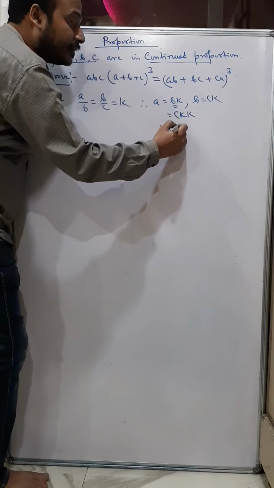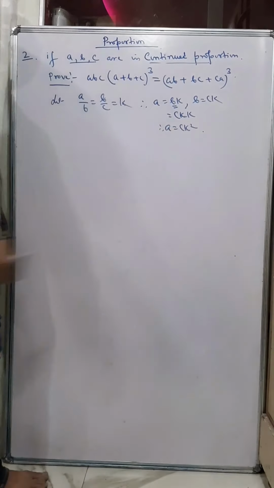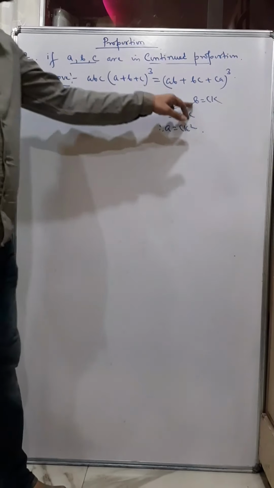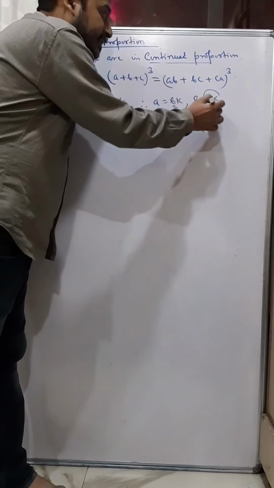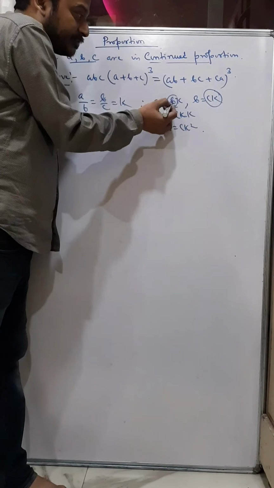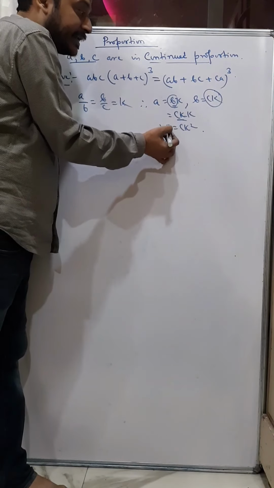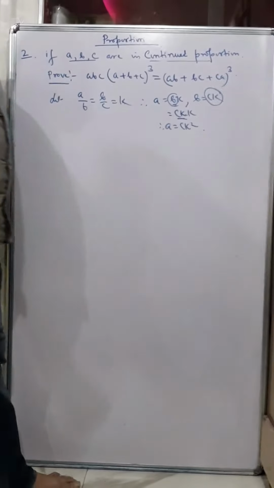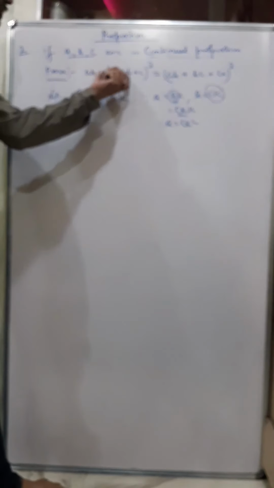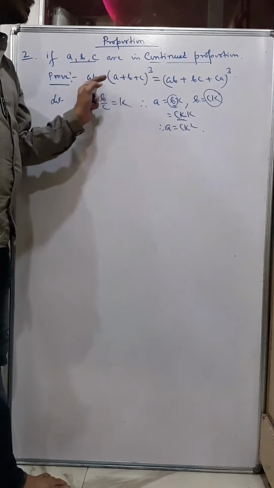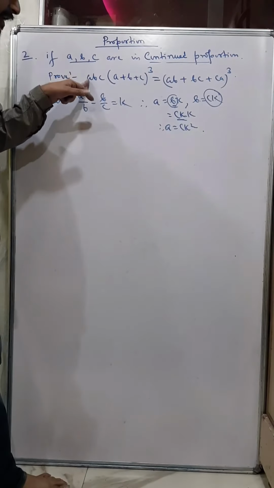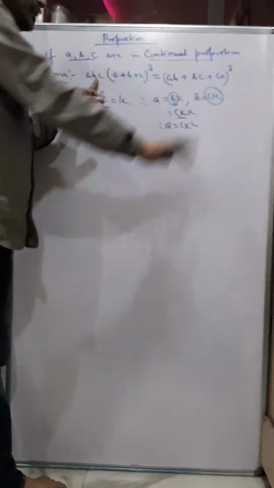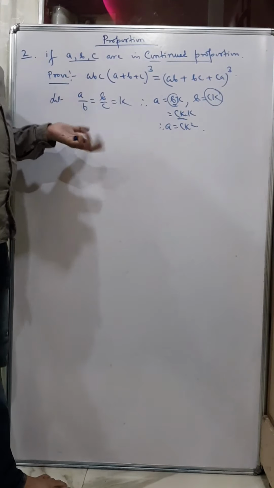So finally what I got? a equals ck square. Understand? Okay, so a is equal to bk and b is equal to ck. Now since b means ck, here in place of b I'll put ck. So finally I got a is equal to ck square, b is equal to ck. Now here also in the left hand side and right hand side separately we'll put these values. In place of a we'll put ck square, in place of b we'll put ck, and in place of c I'll put c.